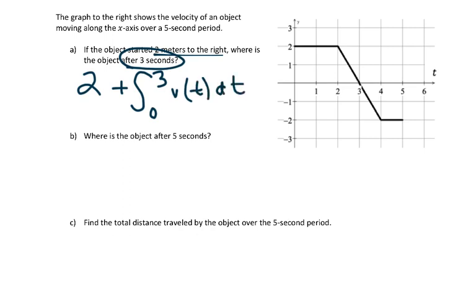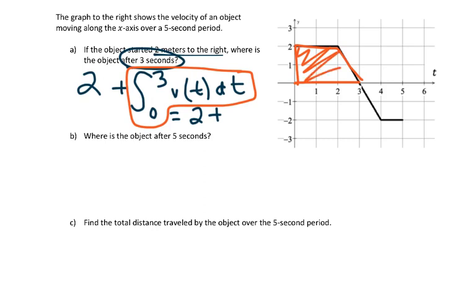I don't know what v of t is, but we have the graph here to help us. So this is the same thing as 2 plus, now remember this, we don't have the function, we have the graph, but it's looking at from 0 to 3. We're looking at this part of the graph right here, this area. That's positive, which means it's going towards whatever destination this object is going towards. Because it's positive, I have to find the area underneath there.